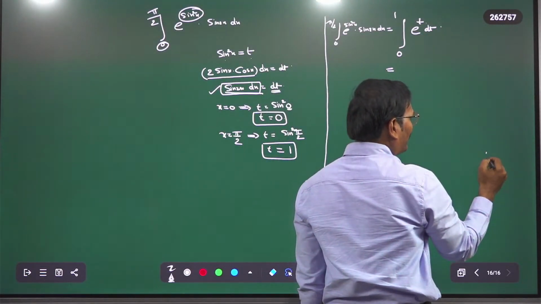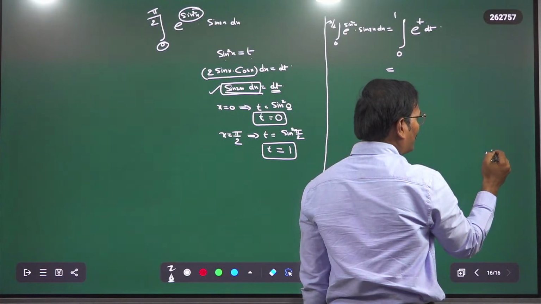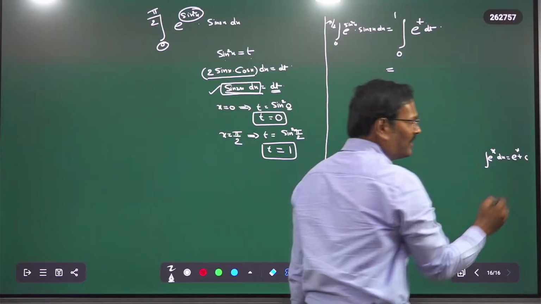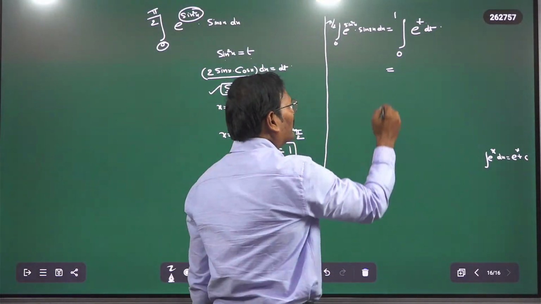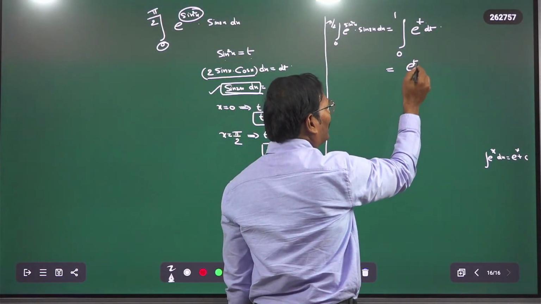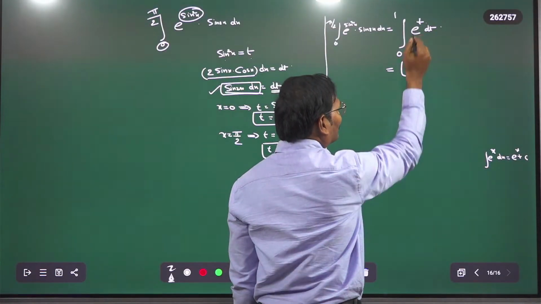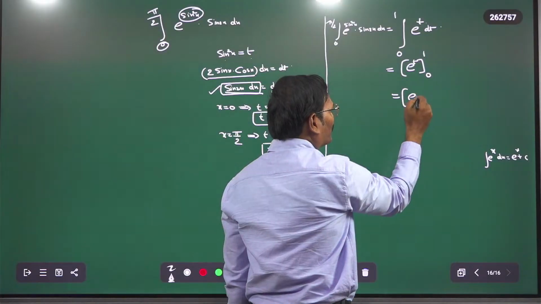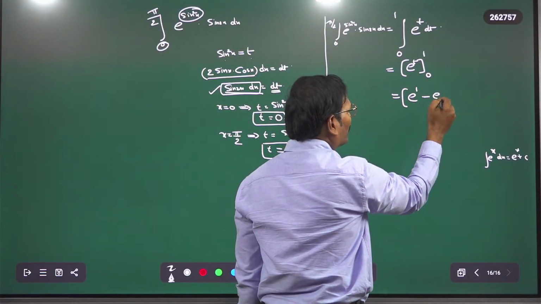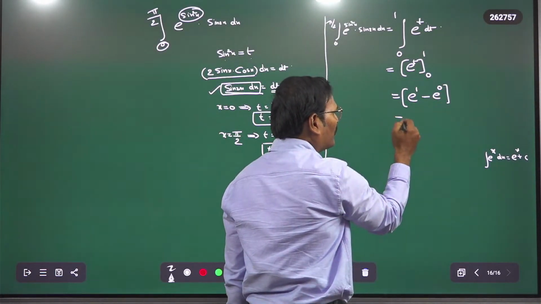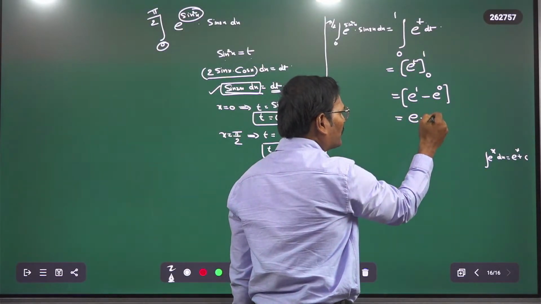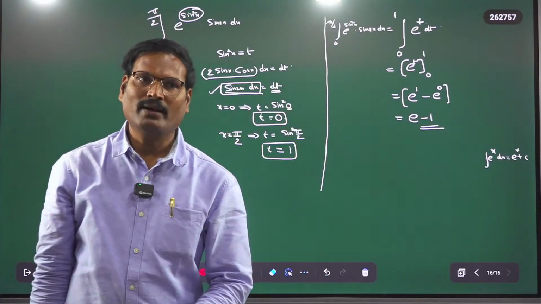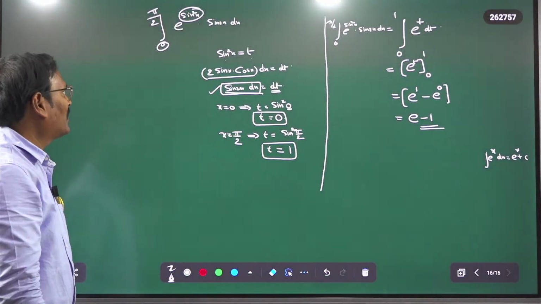So in indefinite integration, we have a formula: integral e power x dx is equal to e power x plus c. I am using this formula here. So e power t is the answer for integration 0 to 1. And I am substituting limits: e power 1 minus e power 0. E power 1 is e, e power 0 means 1. So answer is e minus 1. Like this we have to solve the questions.